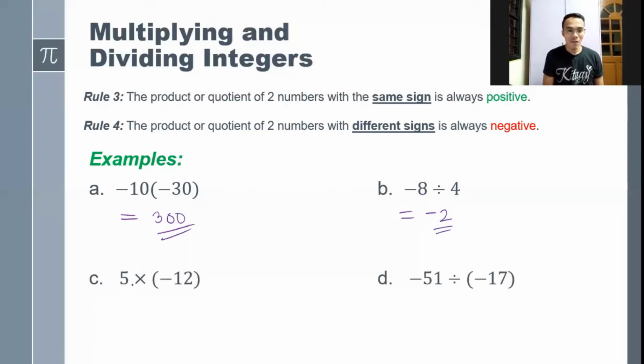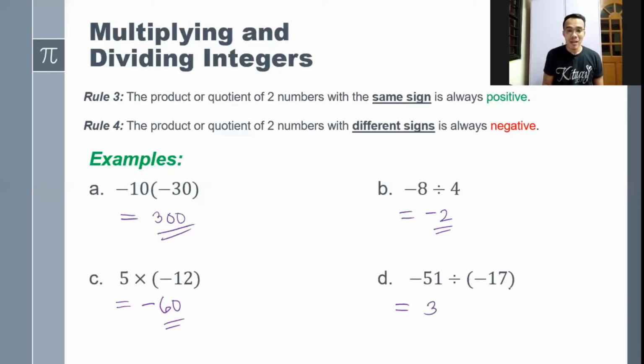Letter C, 5 times negative 12. 5 is positive, negative 12 is negative. We are multiplying two numbers with different signs. The answer is negative what? 12 times 5 is 60. And letter D, negative 51 divided by negative 17. We are dividing two numbers with the same sign. The answer is always positive. 51 divided by 17 is 3.